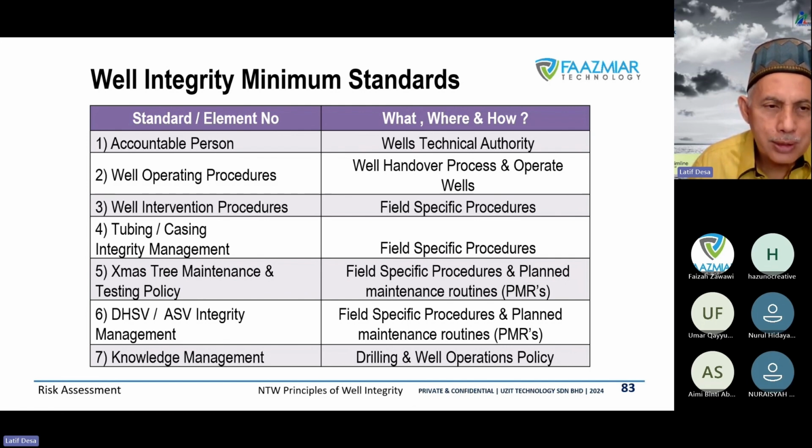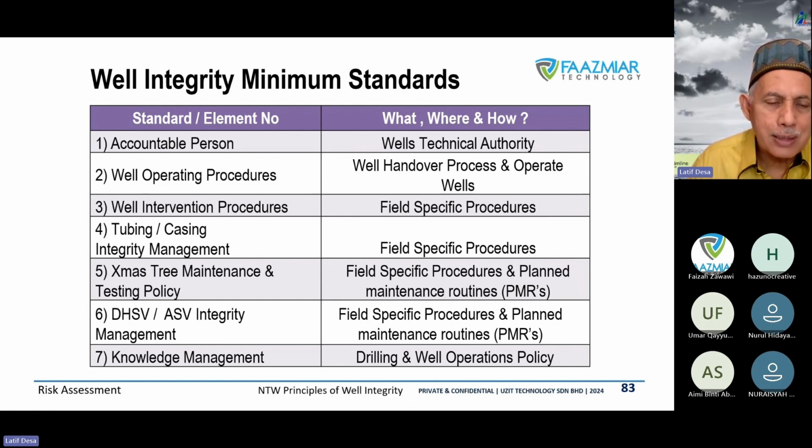You must have the procedures in place. You have the well intervention guidelines so that when you enter into well integrity issues, you make sure the integrity is there. And if you find any failure, you have to restore that barrier before you continue with your intervention. And of course, the tubing casing integrity is related to the corrosion rate, and so on.